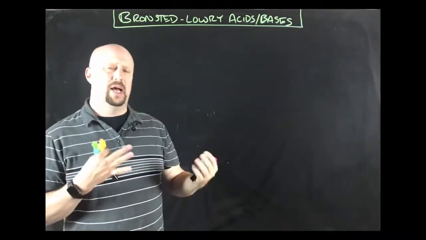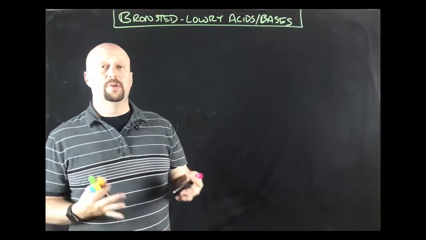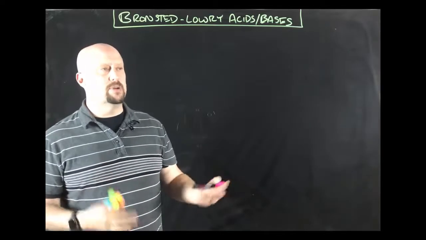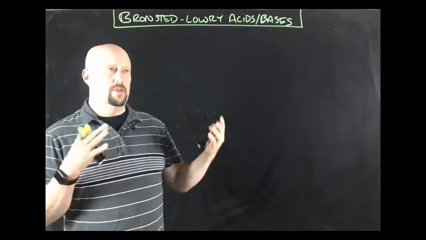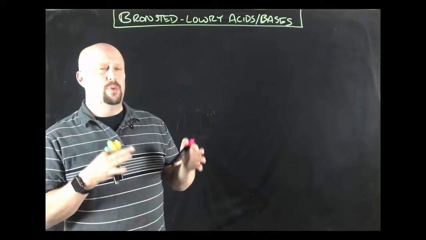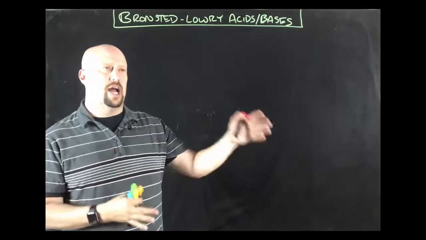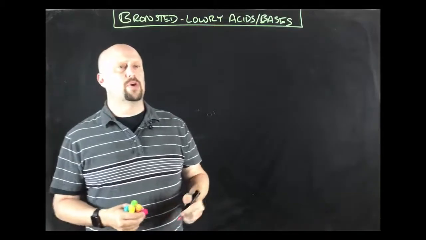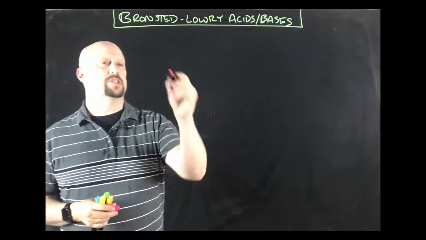Bronsted Lowry acids and bases are really going to be the ones that we're going to use the most in chemistry class. So that's what we're going to talk about today. Make sure that you know the definitions, and more to the point, that you can find conjugate acid-base pairs and be able to do some stuff with those. So let's talk real quick about Bronsted Lowry acids and bases.